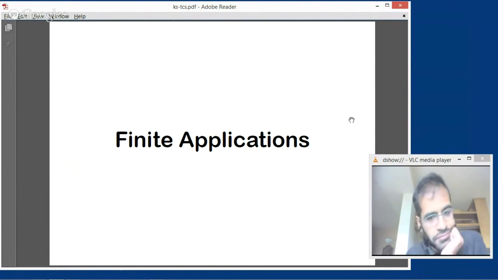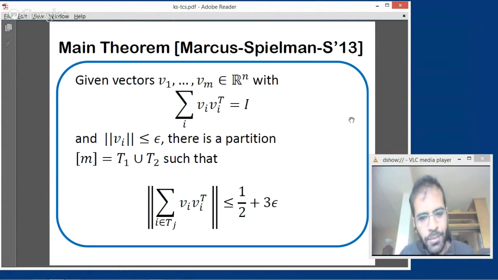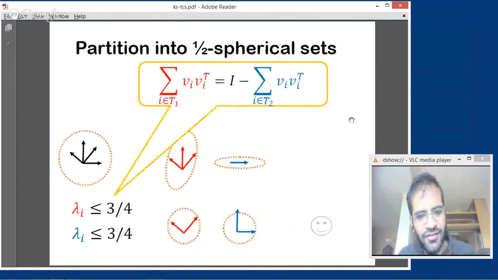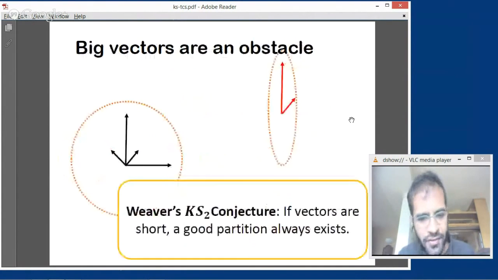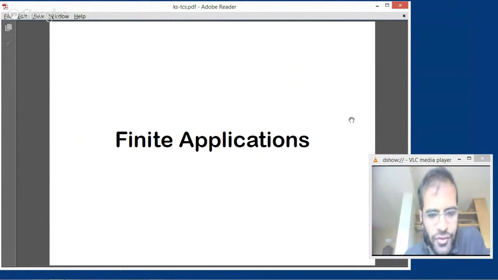And Nikhil, just one thing more, the theorem also proves the other direction, right? That all the eigenvalues are at least half minus 3 epsilon. Yes, by what I showed you on this slide, the eigenvalues of each part are 1 minus the eigenvalues of the other part. So in particular, it proves that all the eigenvalues of each part are between half minus 3 epsilon and half plus 3 epsilon. Okay, so let me show you some applications.